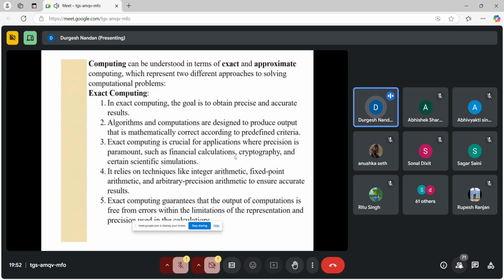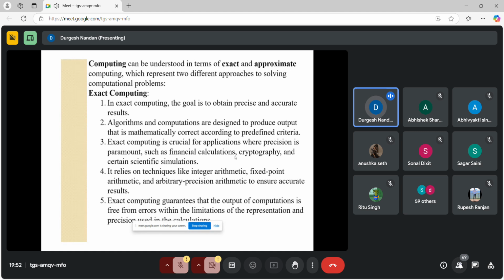Now if we go into computing, there are two types of computing. One is exact computing and another one is approximate computing. Basically, nowadays both approaches are very popular for computational problems.